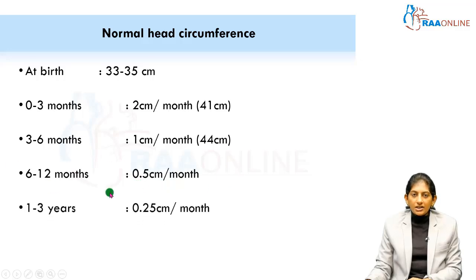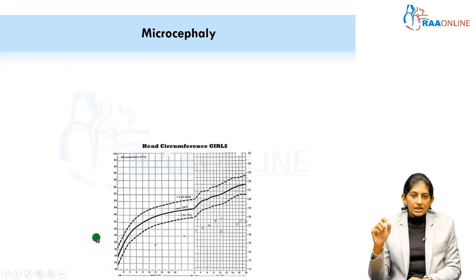So at the end of 1 year it is somewhere between 46 to 47 centimeters, and after that, between 1 to 3 years, it is only 0.25 centimeters per month. And beyond that, from 3 to 6 years, it is maximum 1 centimeter per year, and by 6 years the adult head circumference is reached.